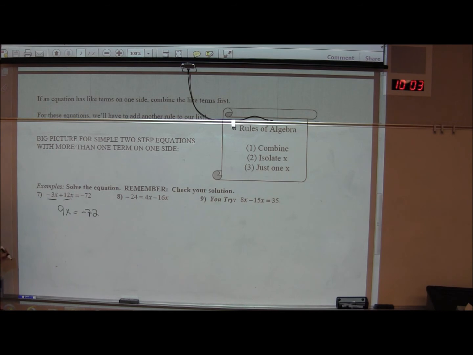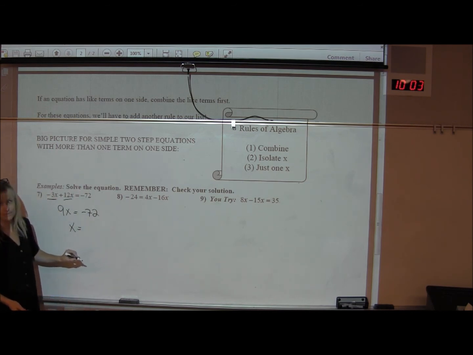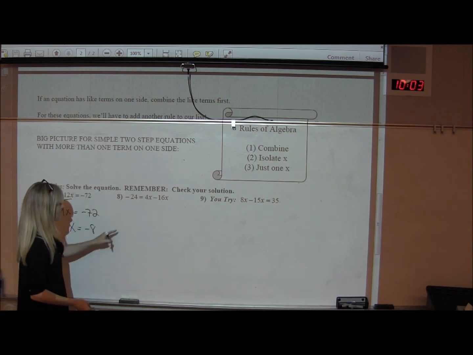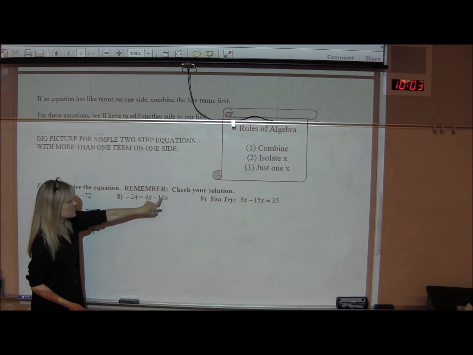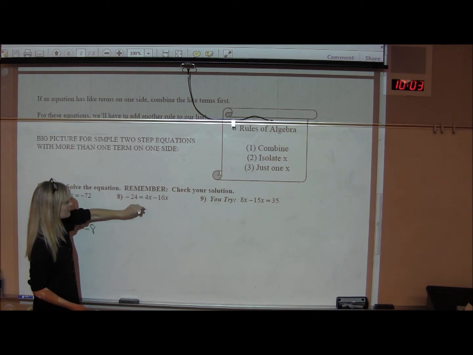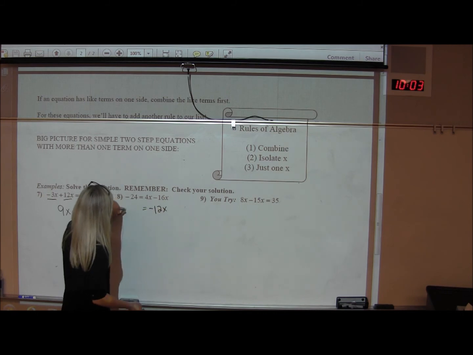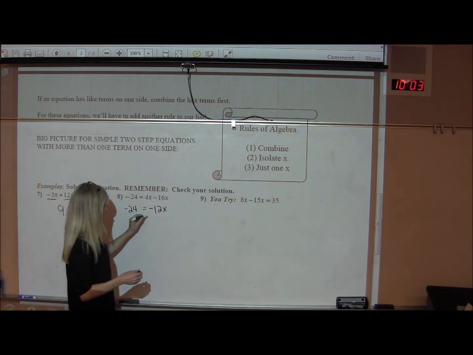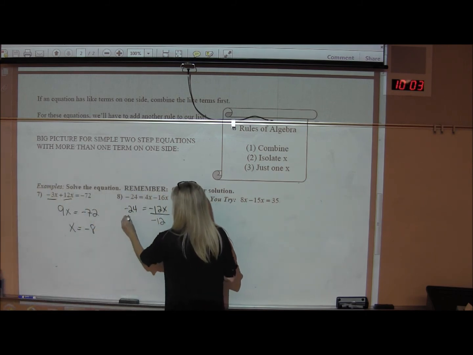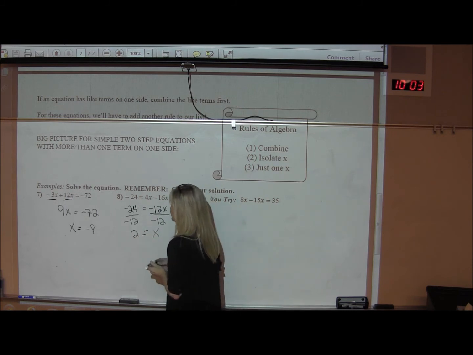All right. So then we divide both sides by 9. So x equals what? Negative 8. Okay. I need to combine like terms. 4x minus 16x, well, negative 16 plus 4 is what? Negative 12. So this is negative 12x equals negative 24. What's my next step? Divide by negative 12. So then I get x equals 2.